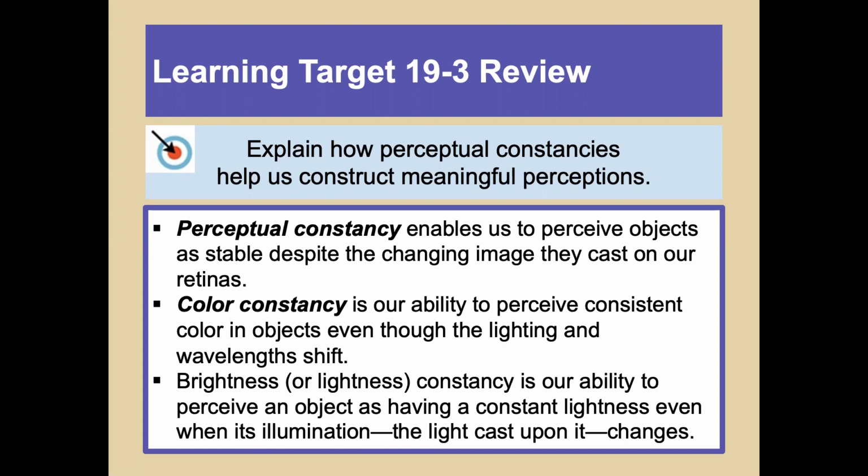Perceptual constancy, actually we have a few more of these, sorry. Perceptual constancy enables us to perceive objects as stable despite the changing image they cast on our retinas. Whereas color constancy is our ability to perceive constant color even though the lighting or wavelengths may shift. Brightness constancy is our ability to perceive an object as having a constant lightness even when it's illuminated.